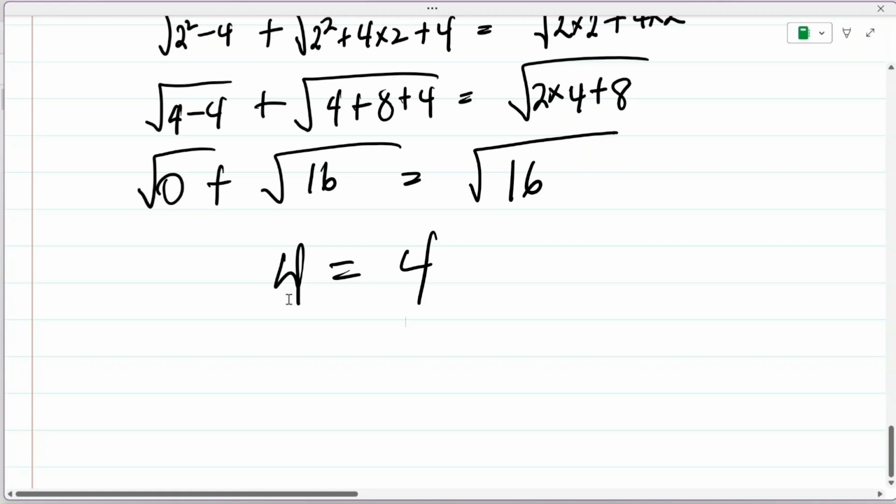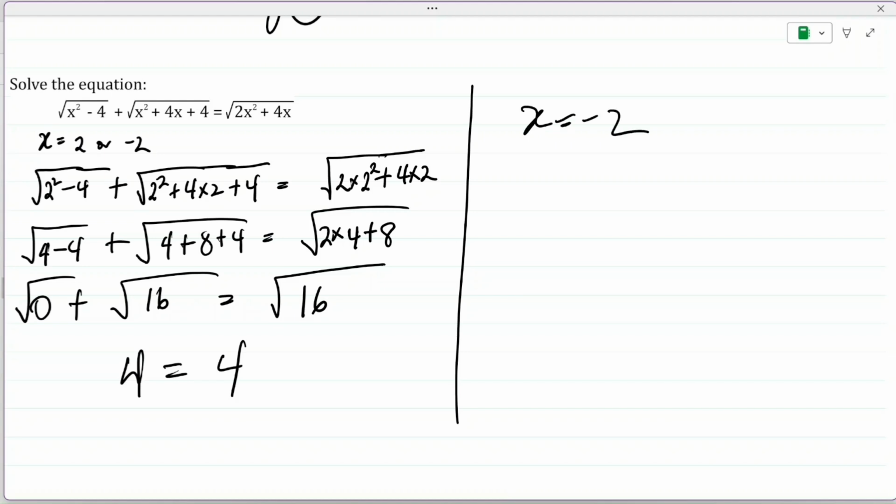So we can see the value of x is 2 satisfies the equation because they have the same value on the left and on the right. Next, we go for the value of x equals minus 2. So you have x equals minus 2. We go back to the original equation.